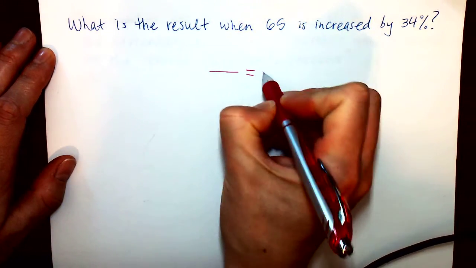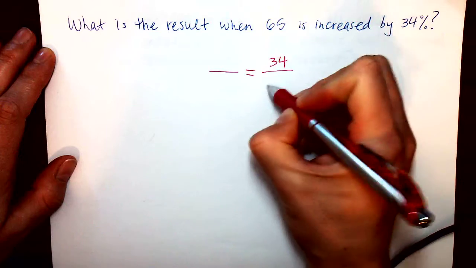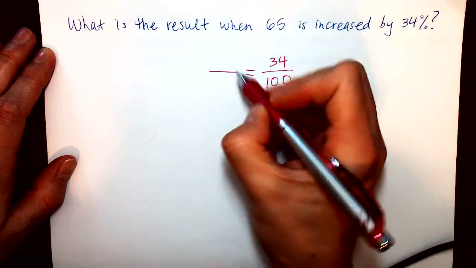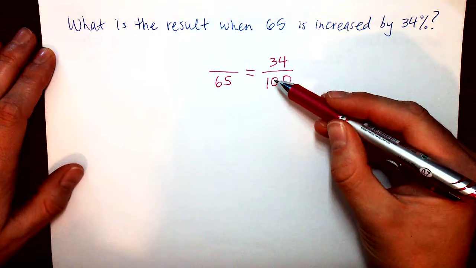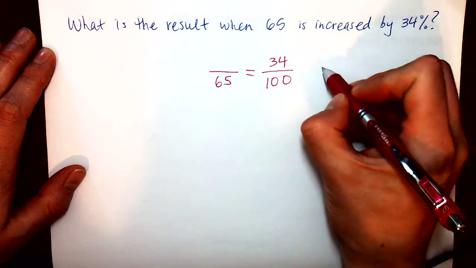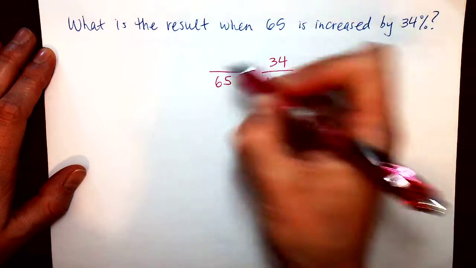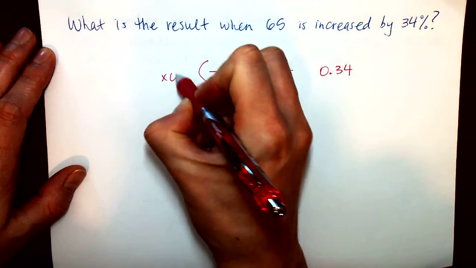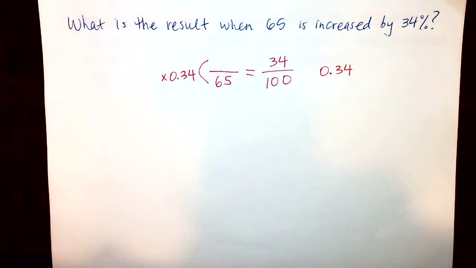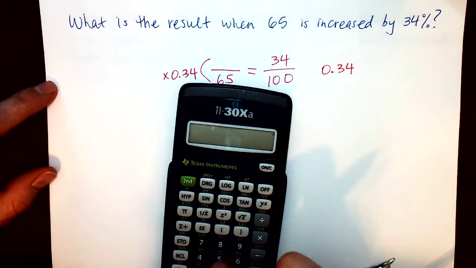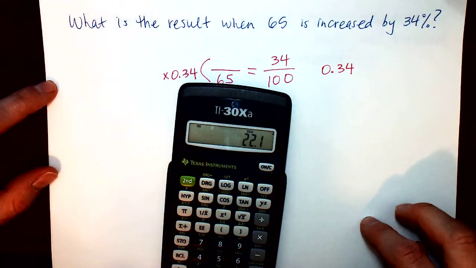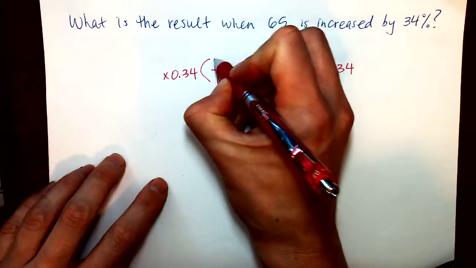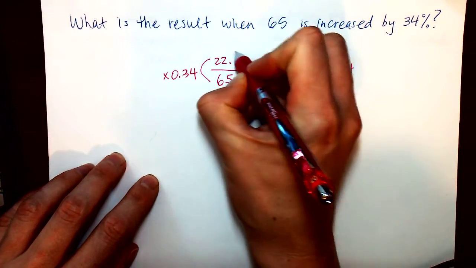So if we use our percent setup, the percent always goes over 100, and then the value goes in the bottom left. So 34% is the same thing as 0.34. So if we do 65 times 0.34, that's multiplying 65 by the percent. You're going to get 22.1. So 22.1 is the change.